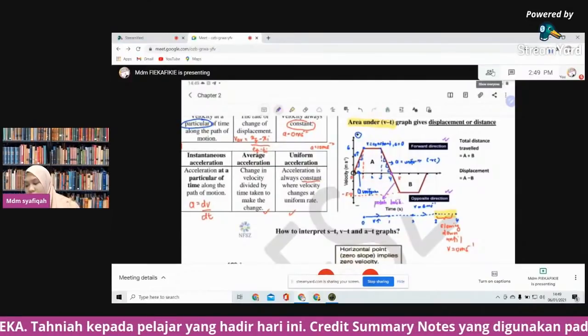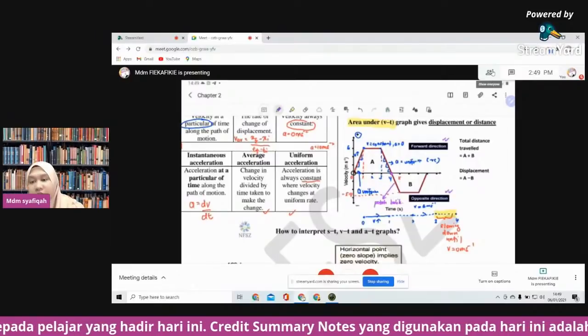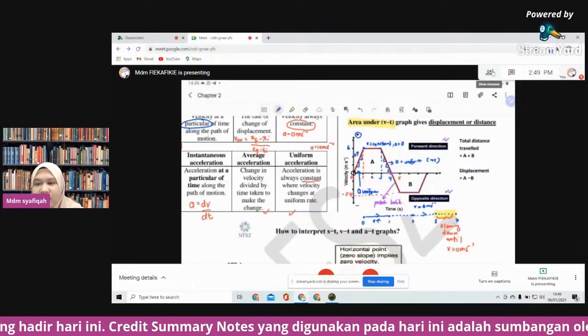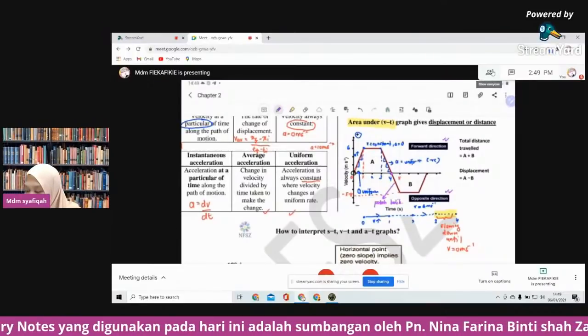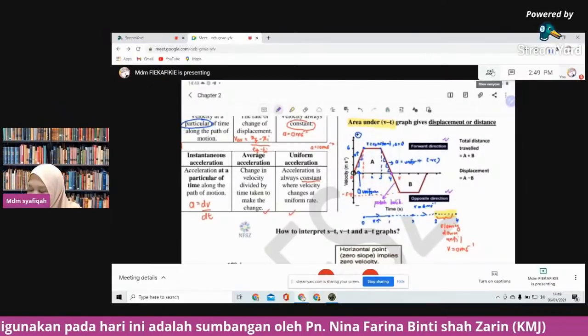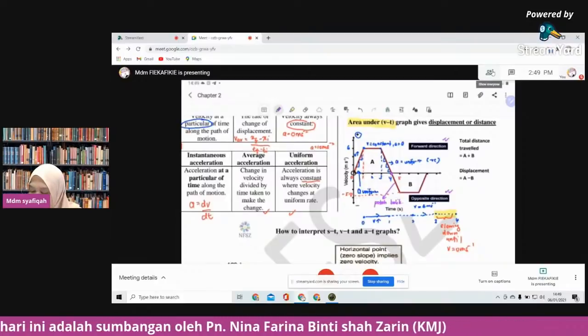All right, so total distance. What is the difference between total distance and displacement? Calculate the total distance, calculate the total displacement. Total distance, so area under the graph, so we have A and B here.